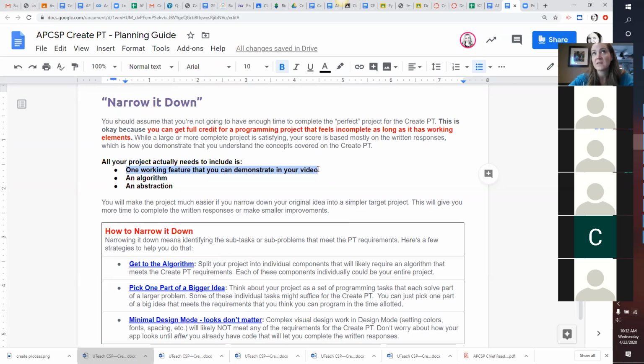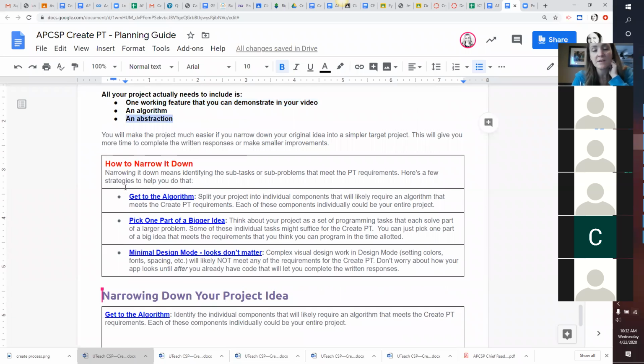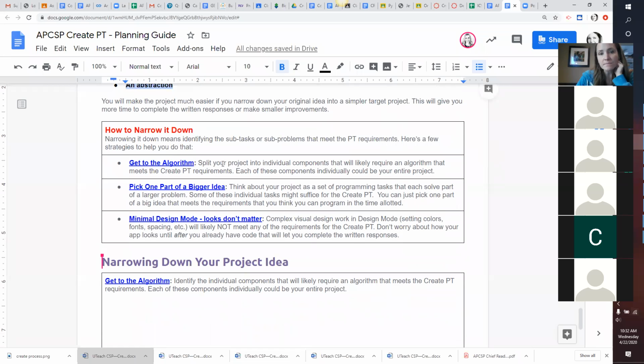But it will be helpful to think through what the whole program would look like, and then say, now I'm just going to code this one part of it. That one part needs to be an algorithm that contains 2 subroutine algorithms. And then of course you need to show that you understand abstraction and that you can use it in your code. So here's how you're going to narrow down your idea. Split your project into individual components that likely require an algorithm that meets the requirements. In other words, your project should be a whole bunch of functions called by some main function at the end that calls all the components.